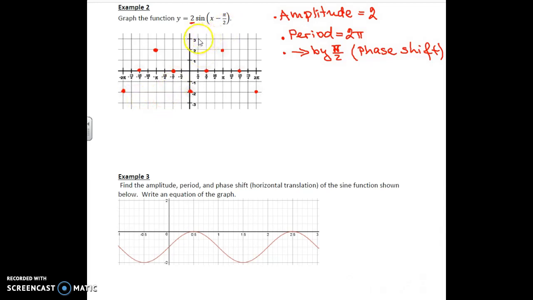Sine is normally not an even function, but doesn't this look very even? Do you see symmetry across the y-axis? Okay, that symmetry happened because of the phase shift. Well, wait a minute. Wouldn't that look just like the cosine function? I want to see if you can come up with an equation for cosine.